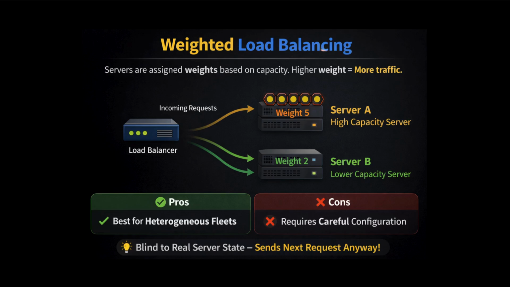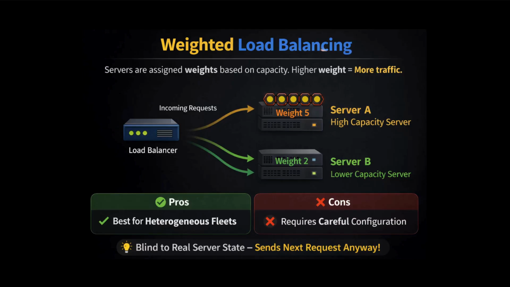In this scenario, the load balancer will intelligently send significantly more traffic to server A, knowing it can handle the pressure, while only occasionally sending requests to server B. This is a go-to strategy whenever you have a heterogeneous fleet, or simply put, when your servers have different hardware capacities. While these algorithms are great for distributing the work, they don't always consider the identity of the user.